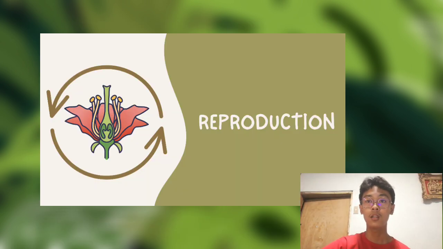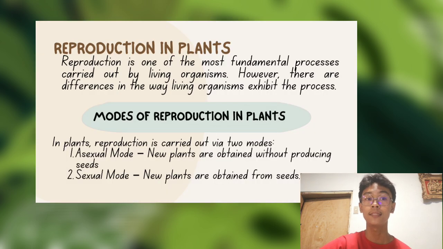Plants may not move around like animals, but they have their own unique way of reproducing. Plants can reproduce in two ways, sexually and asexually. In asexual mode, new plants are obtained without producing seeds. In sexual mode, new plants are obtained from seeds. Now I will explain the different types of asexual reproduction.